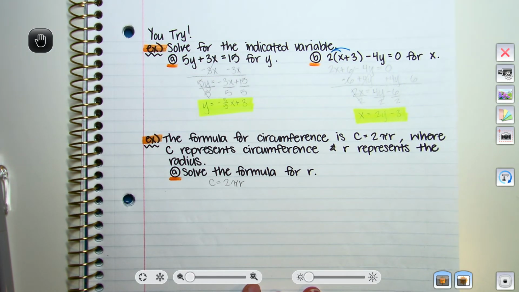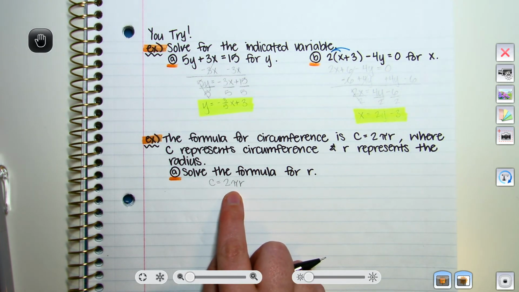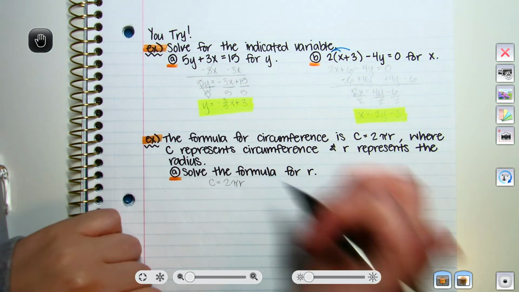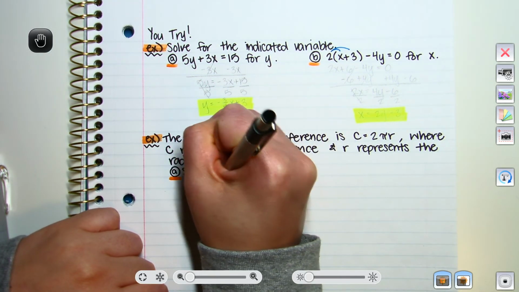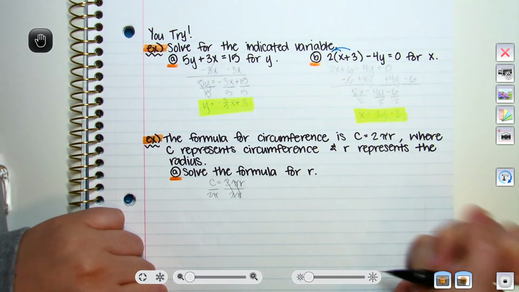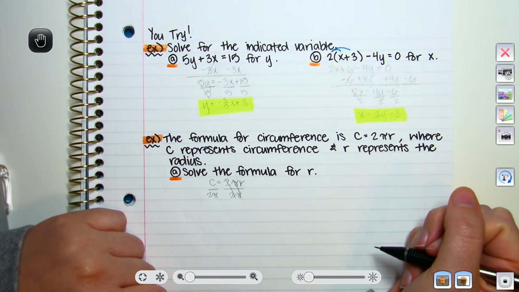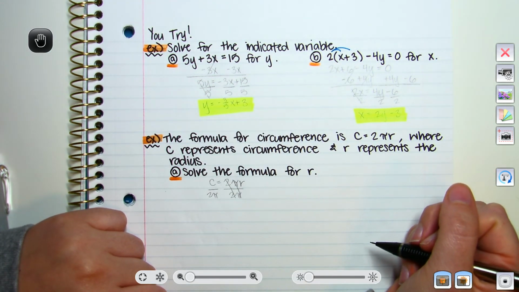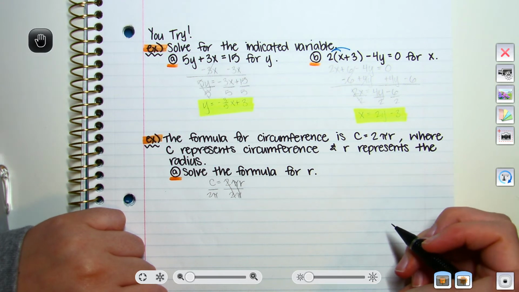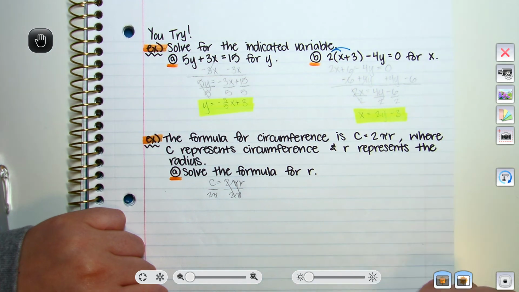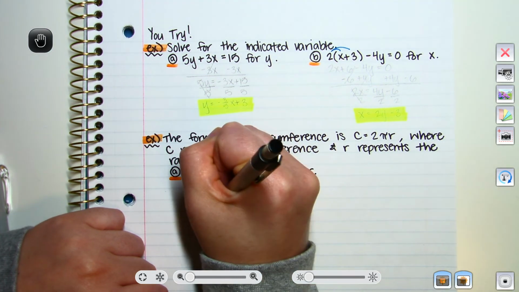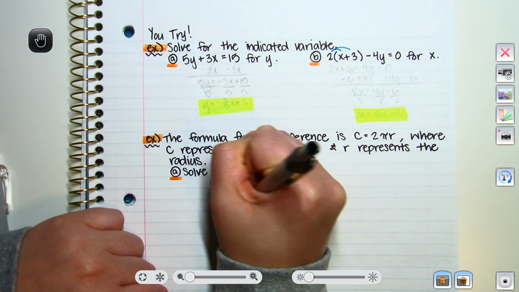All right, so I want to get the r value by itself. So the 2 and the pi are multiplied by it. So to get those out of the way, we are going to divide both sides by 2 pi. And I'm going to do this all in one step because it's going to make it a lot easier than dividing by 2 and then dividing by pi. All right, and just for the sake of writing this in proper form, I'm going to write it as r equals. So r equals c divided by 2 pi.